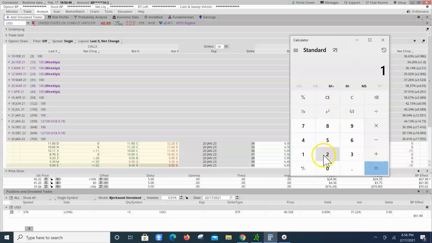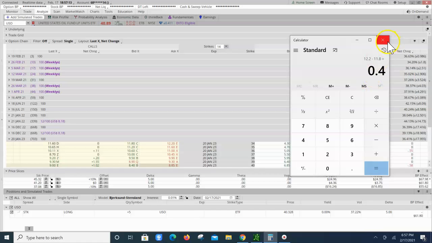So it was 12. Let's put our dot. Minus 11.80. And that is 40 cents. So if you buy it and sell it right away because you changed your mind, you're going to lose 40 cents. And you didn't do nothing but buy and sell.